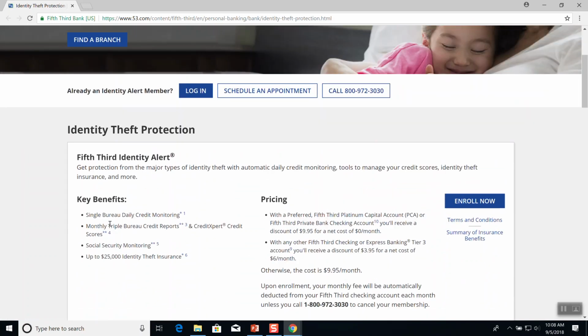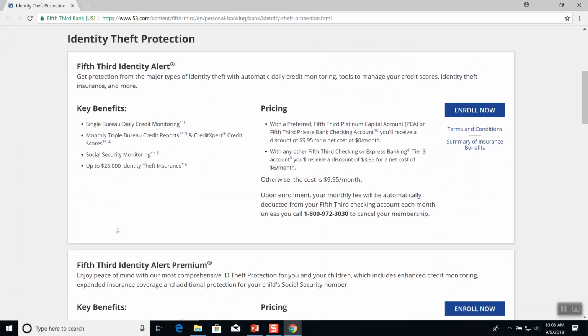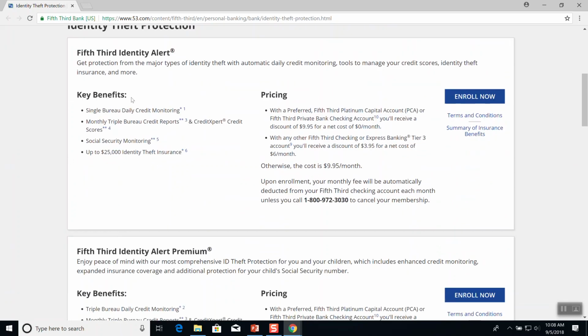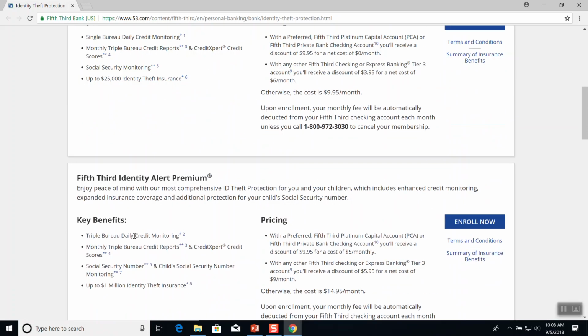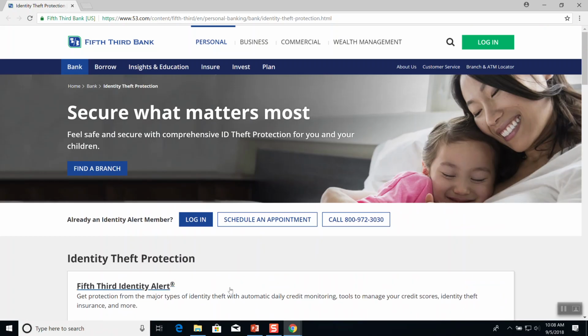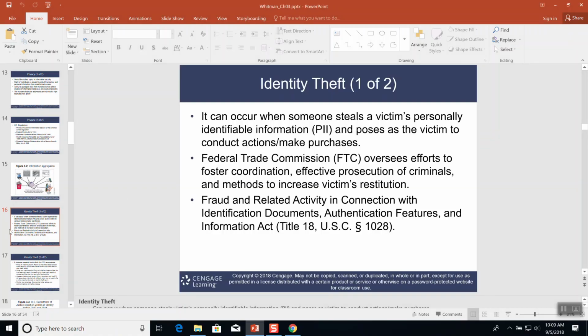Now here's a bank, Fifth Third Bank, wherever this is located, and this is with their program. They provide up to $25,000 identity theft insurance. Here's one up to $1 million you can get. If you don't actually sign up for these though, it looks like maybe you don't have identity theft protection. So yeah, identity theft is kind of an issue nowadays.